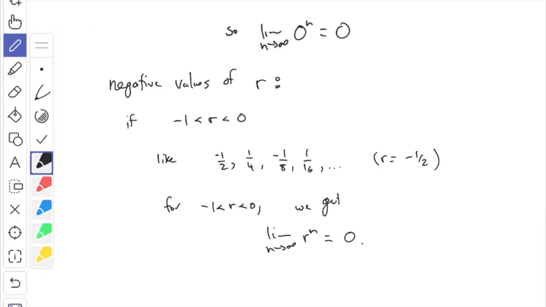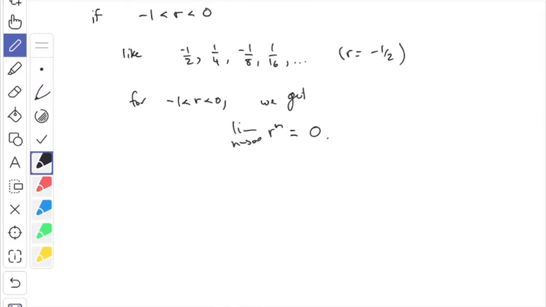What about if r equals -1? That's the next number that we could choose. If r equals -1, then it looks like this, which we've already talked about: -1, 1, -1, 1, -1. And this diverges. It doesn't go to infinity, but it diverges.